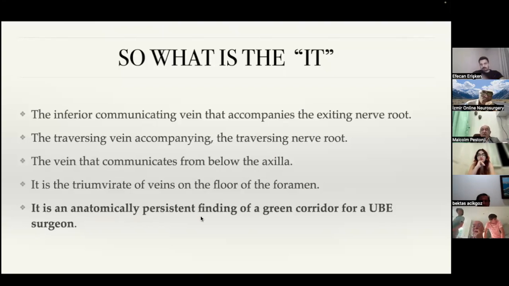It is an anatomically persistent finding and is like a green corridor for a UB surgeon, like how we do an organ transplant. The police guide a vehicle running at top speed, all signals are stopped, pedestrians are stopped, vehicular traffic is stopped. Why? Because the organ has to reach from one city to the other, either by plane or by vehicle, very fast. It's a green corridor concept.